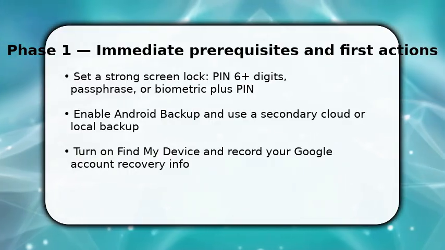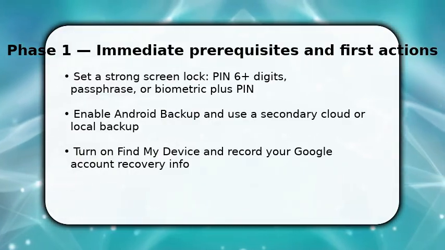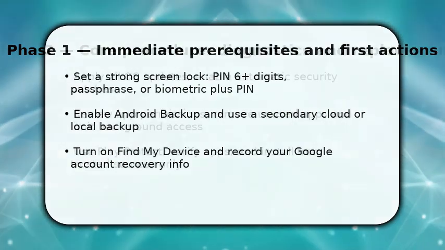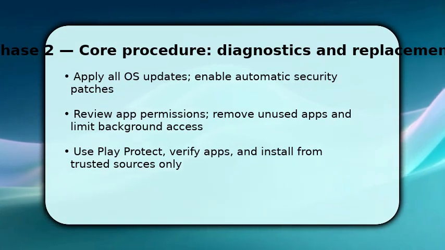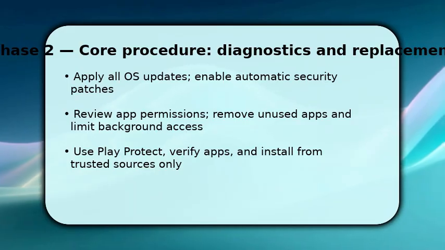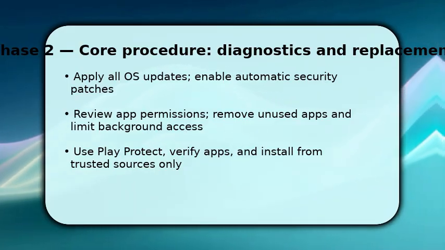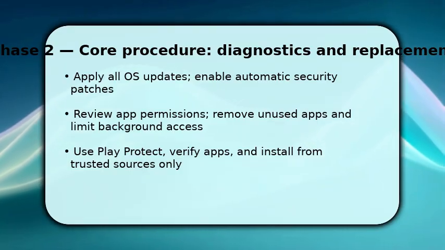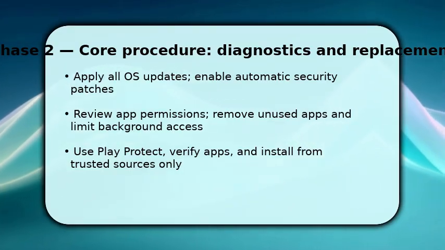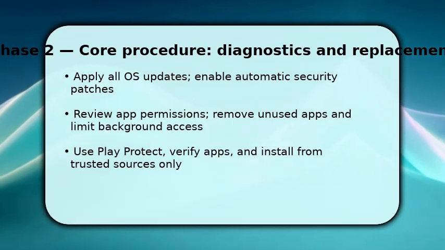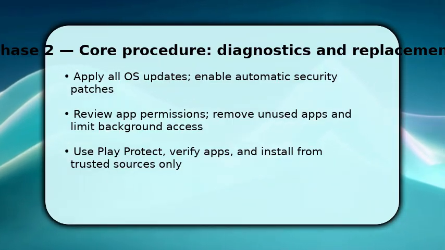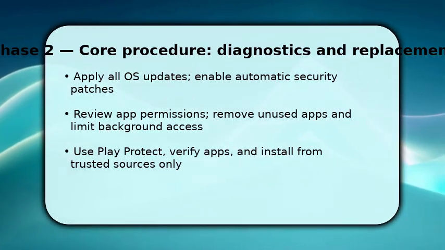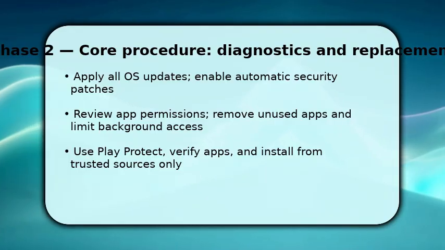You now harden the system, install pending OS and security updates, and enable automatic patching so critical fixes arrive without delay. Next, audit app permissions, revoke location, camera, microphone access when unnecessary, and uninstall apps you do not use. Also activate Play Protect, avoid unknown APKs, and prefer apps from the official store. This reduces malware risk. Finally, restrict background data.